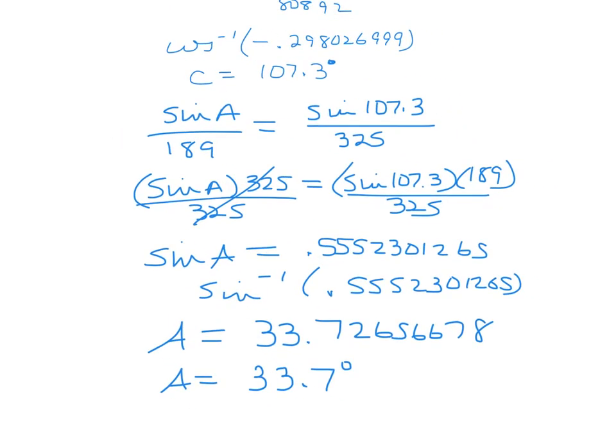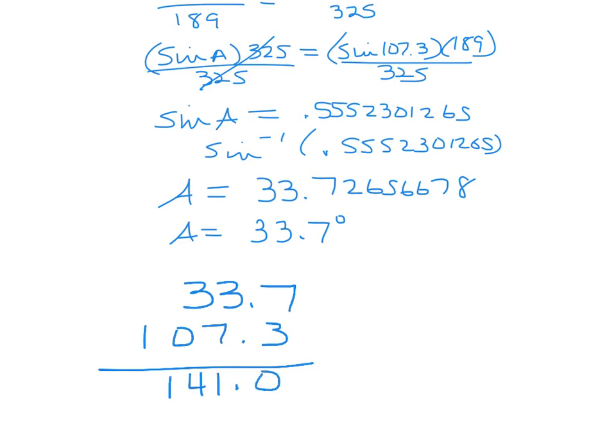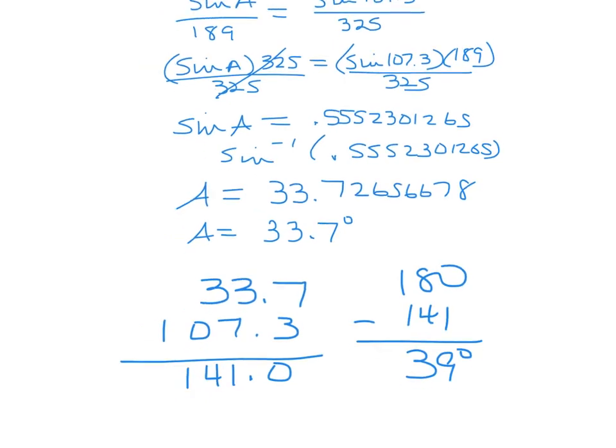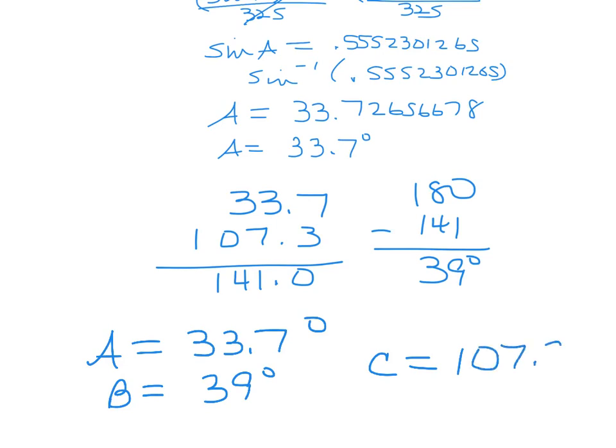And now to find angle B, I can add them and subtract from 180. And that'll give me my other missing one. So 33.7 plus 107.3. We will add those and then subtract from 180. I get 141. 180 minus 141, and I get 39. So my missing angles, angle A is 33.7, angle B is 39, and angle C from the very beginning is 107.3.